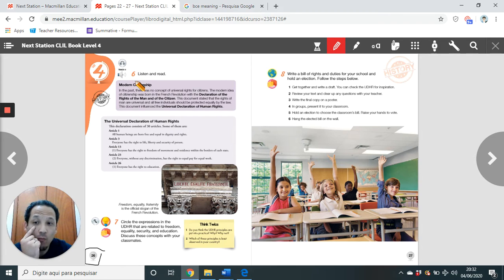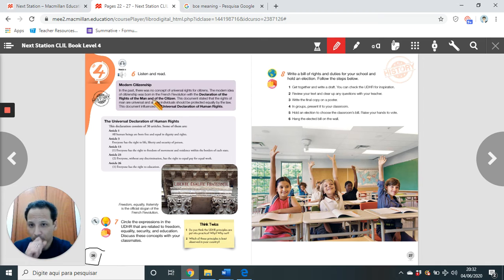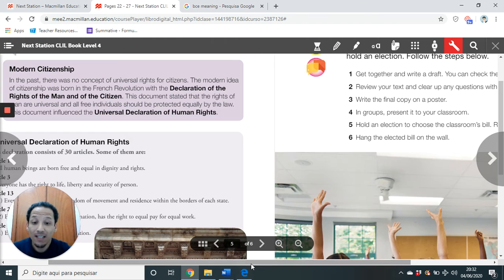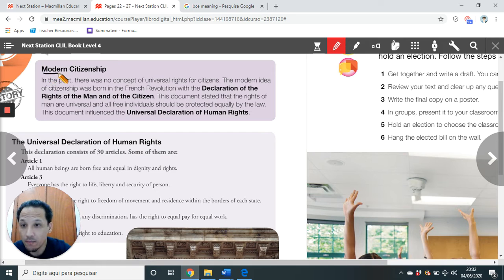Exercise 6, listen and read. Modern citizenship. Então, nós falamos, ó, ancient, sociedades antigas, né? Cidadania nas sociedades antigas. And now, modern citizenship. Então, cidadania é moderna, né? One second, please. I need audio in my telephone. Okay, so this is about modern. The other one is ancient. Então, nós temos dois textos que falam sobre coisas aí opostas. Okay, so they are opposite. Ancient, modern. Okay, so pay attention.